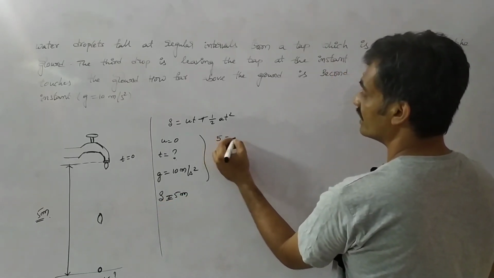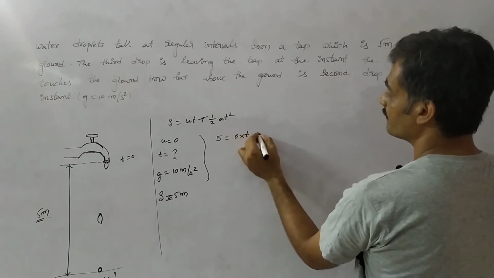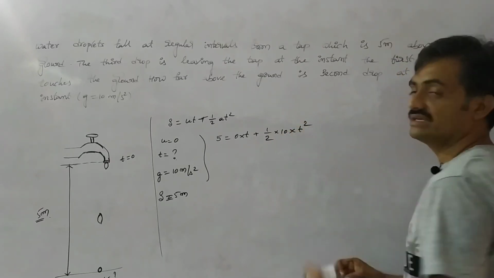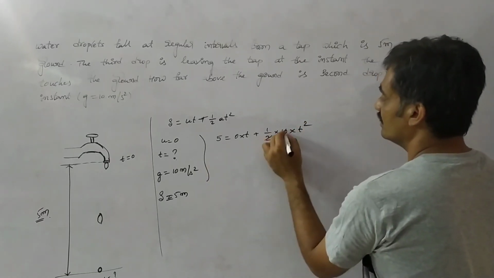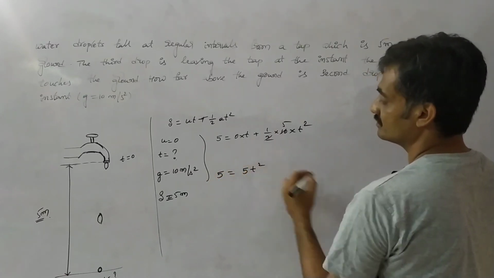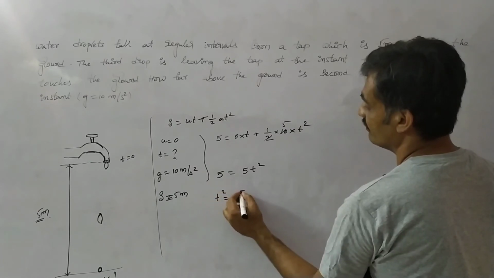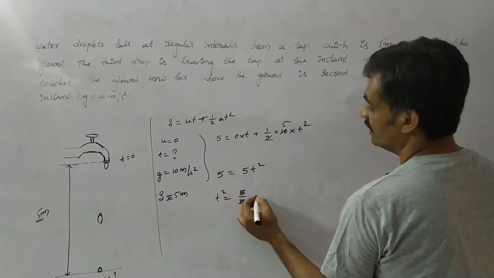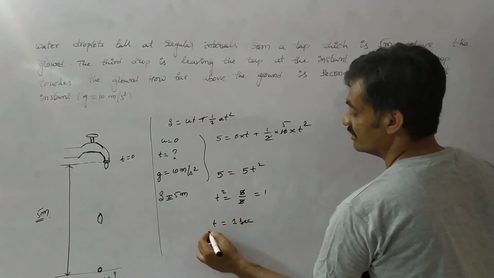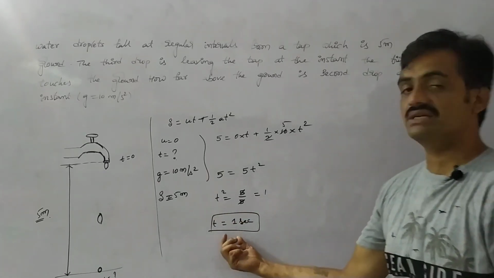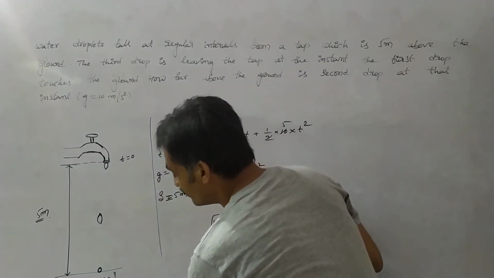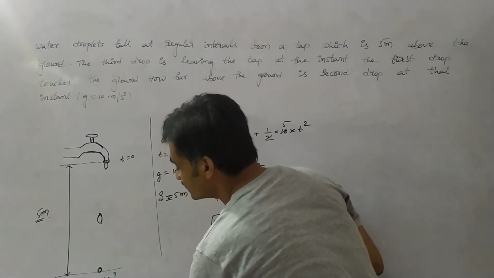As we substitute here, we have 5 equals 0 into t plus half into acceleration due to gravity, which is 10, into t square. So 5 equals 5 t square. Then we have t square equals 5 by 5, which is 1. Then we can write t equals plus or minus 1 second, where we know that the time will not be negative. So we take plus 1. So the time taken by the first drop to reach the ground is 1 second.